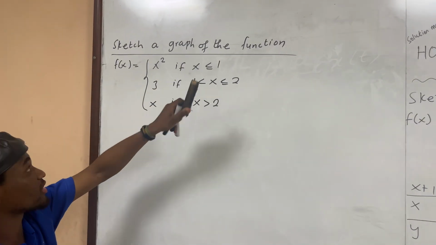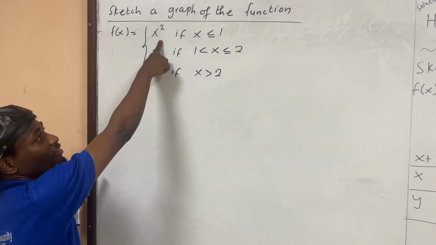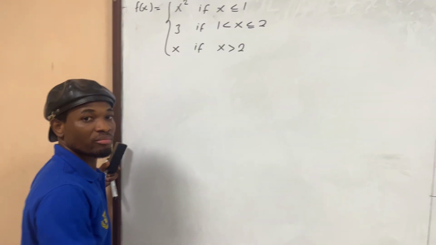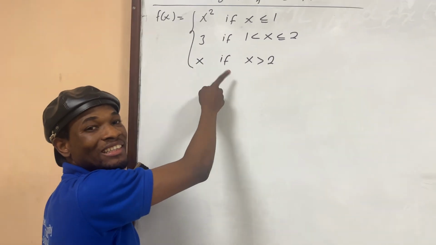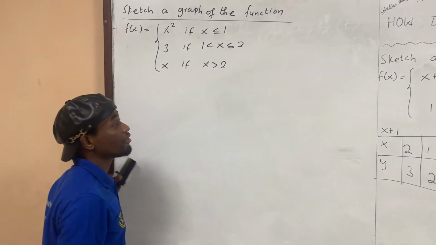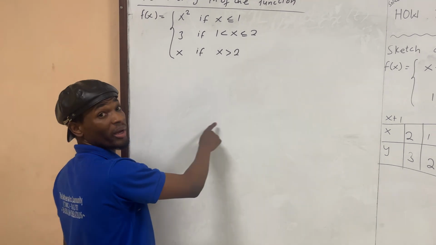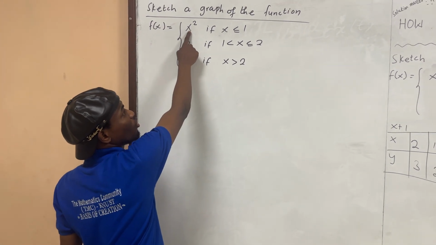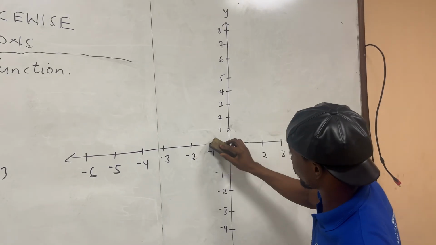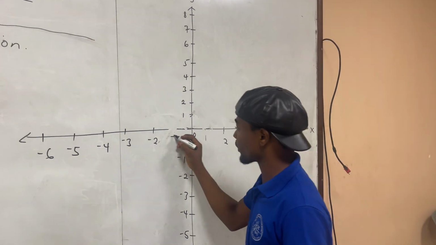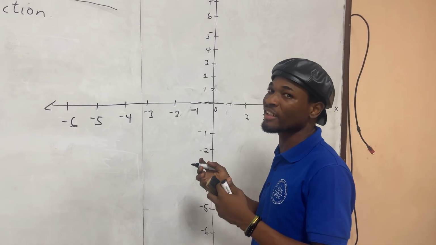Sketch a graph of the function f of x equals this. So we have a quadratic function, a constant function, and we have a straight line graph or a linear function. This is so simple. Viewers, we've been practicing this, so we know the shape of x squared. So because we've been doing this from the beginning, we are now mature. The maturity is high now, right?